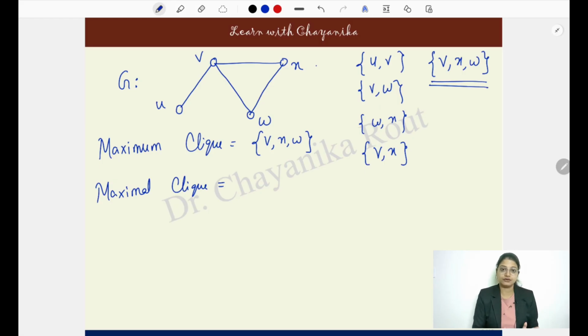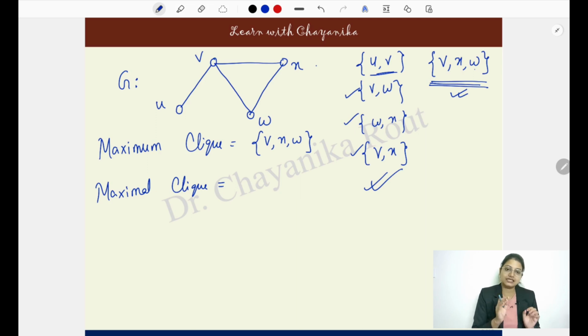Now for that we need to list down all the cliques present in the graph, and then it will be very easy for us to choose all the maximal cliques from that list. So here we have already listed down all the cliques. Here we can see the clique UV, that is not extended any further because the extensions are all listed here. These are the cliques of size 2 and this is the only clique of size 3 that is extended from VW, WX, VX. These 3 cliques are extended basically to form this clique of size 3 VXW.